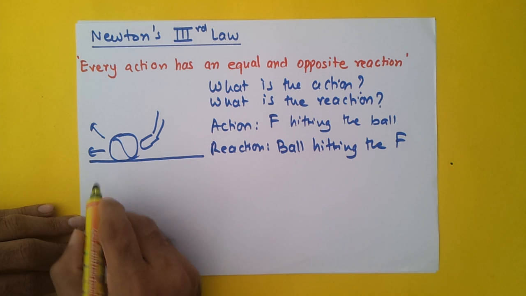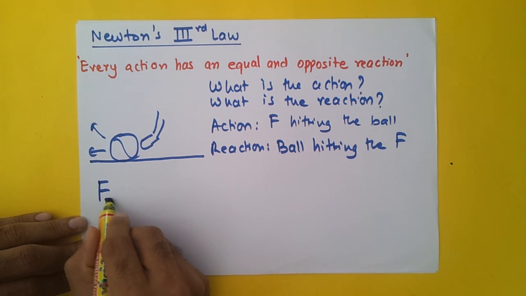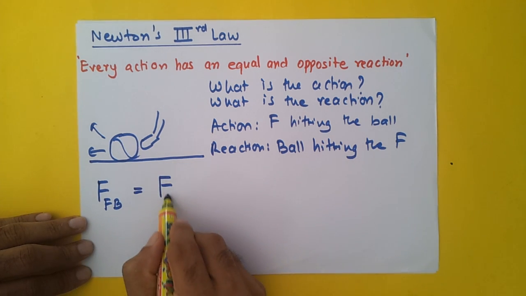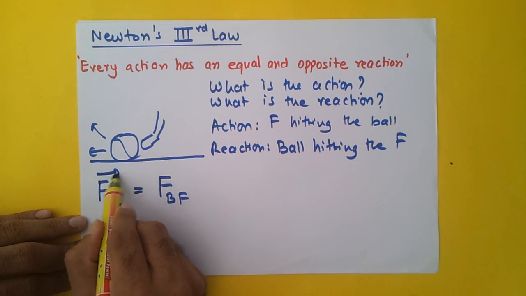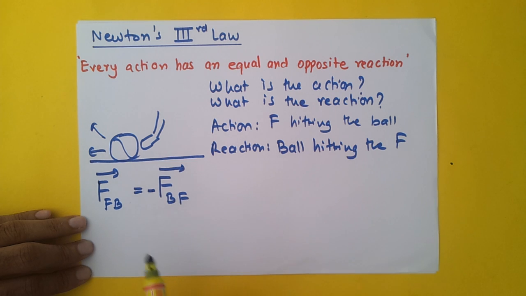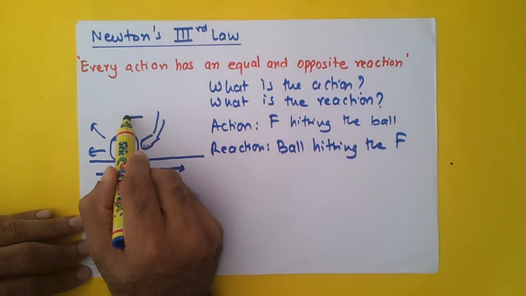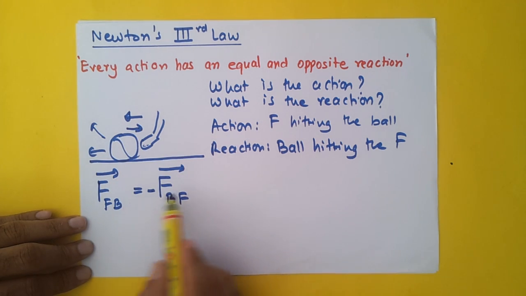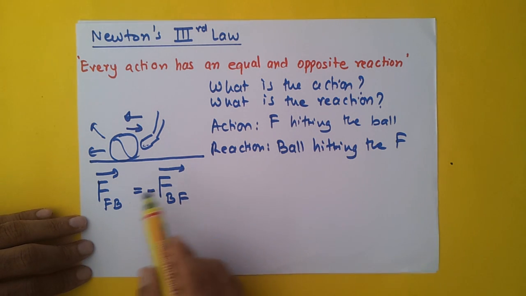If I want to represent it in terms of symbols, this is what I'll do. Force applied by the footballer onto the ball is equal to force applied by the ball onto the footballer. Okay? Of course, these are vector quantities, so I will show an arrow and I'll put a minus sign over here because the foot is applying a force onto the ball in this direction, whereas the ball is applying a force in this direction. So they are in opposite direction, therefore this minus sign. So this is the mathematical representation of Newton's third law of motion.